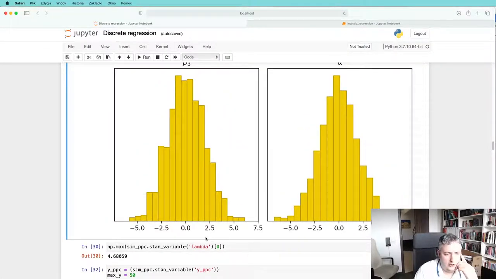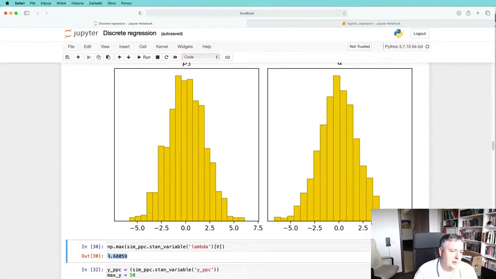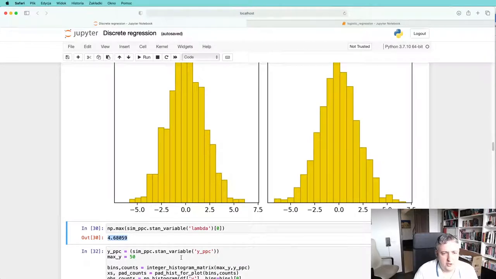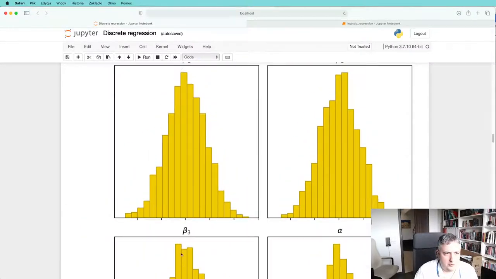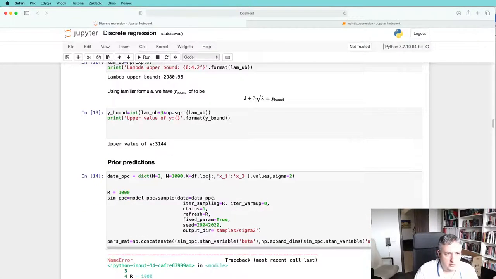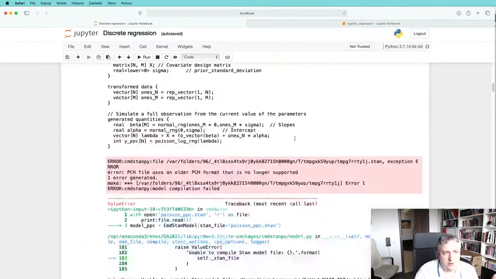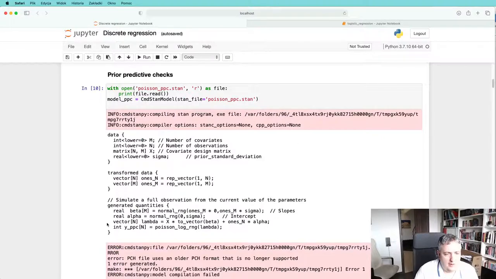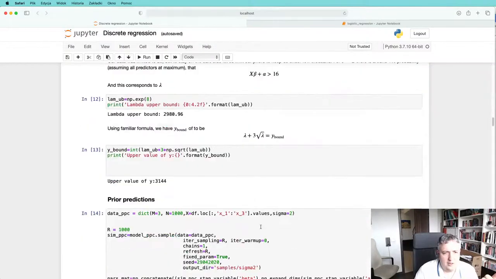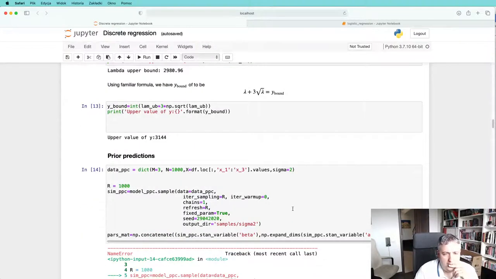Our maximal obtained lambda from the combination of predictors and those samples was around 5. This is something that we got from our computation, because remember, our model, ignore the error messages, generates lambda here. So we create lambda for each of the samples, we create a vector of lambdas, and the maximal lambda for our predictor set was around 5.